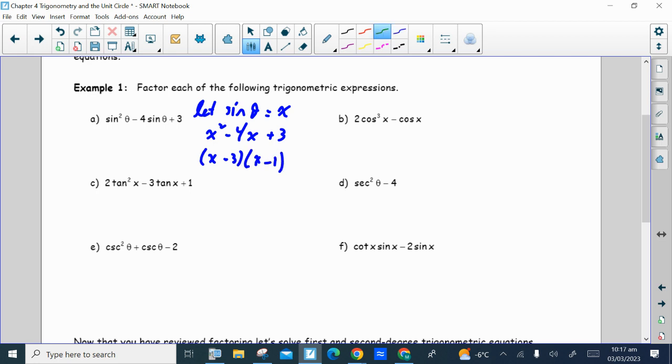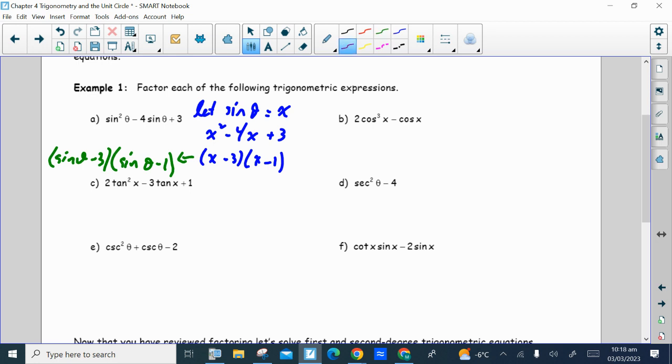And then we would put the sine theta back in for x. So it'll be sine theta minus 3 and sine theta minus 1. So those are the factors in terms of sine theta. So you could definitely use this process to help you factor these trig functions that have 3 terms in them. But hopefully you get to the point where you can do it just by inspection.